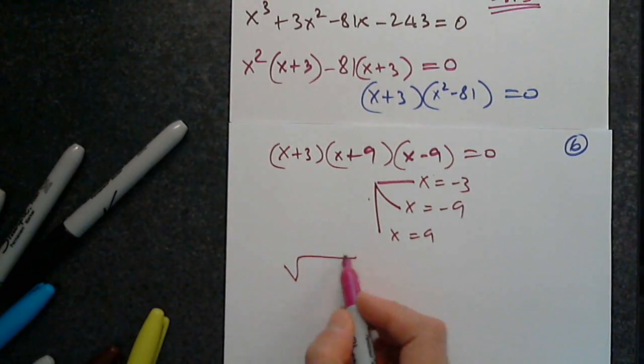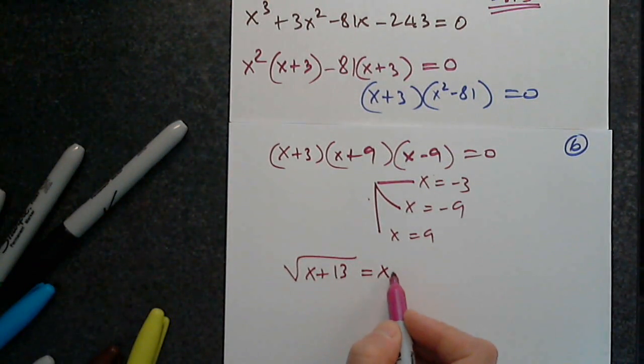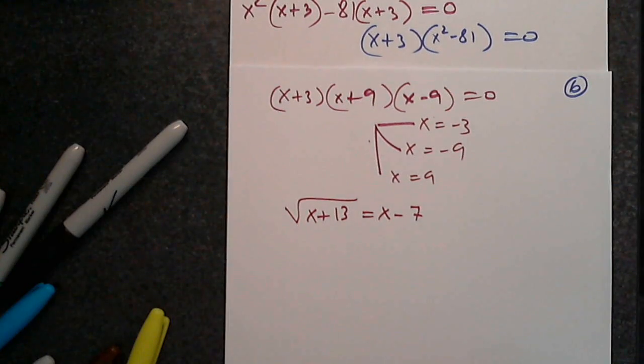Next one. Solve the radical equation. The square root of x plus 13 equals x minus 7. Is it cleaned up? Or does it need any attention? It doesn't need anything because the radical is isolated. There is only one radical, it's isolated, everything else is on the other side. So I'm ready to start. What do I do?